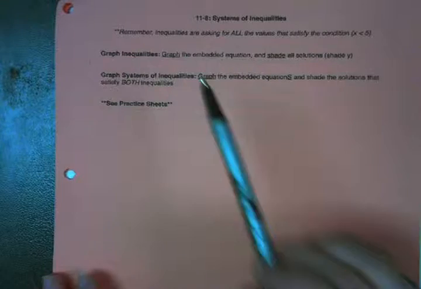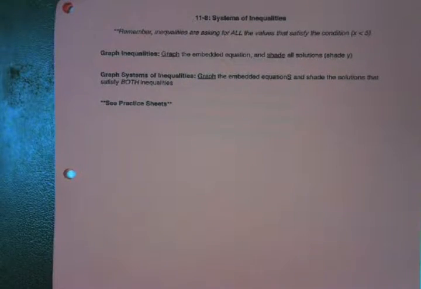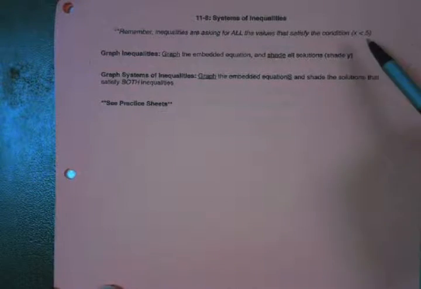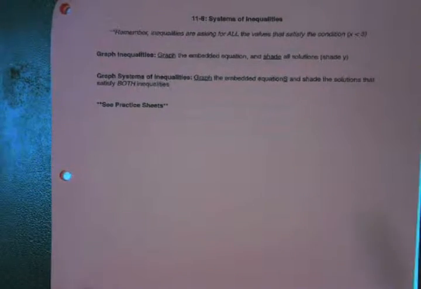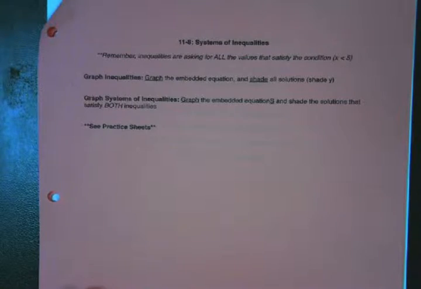Okay, so some things to remember about inequalities. Remember that different from equations, inequalities let your variable serve as multiple values. Okay, so here we have x is less than 5. All of you in here could give me a different value of x, right? And they would all be right.